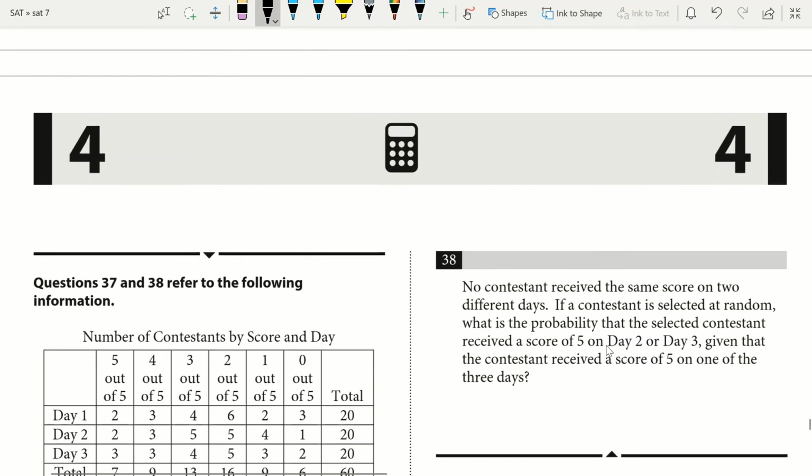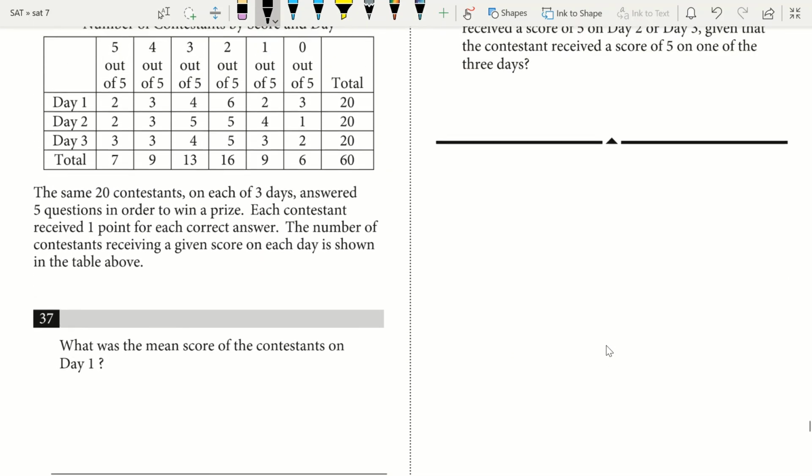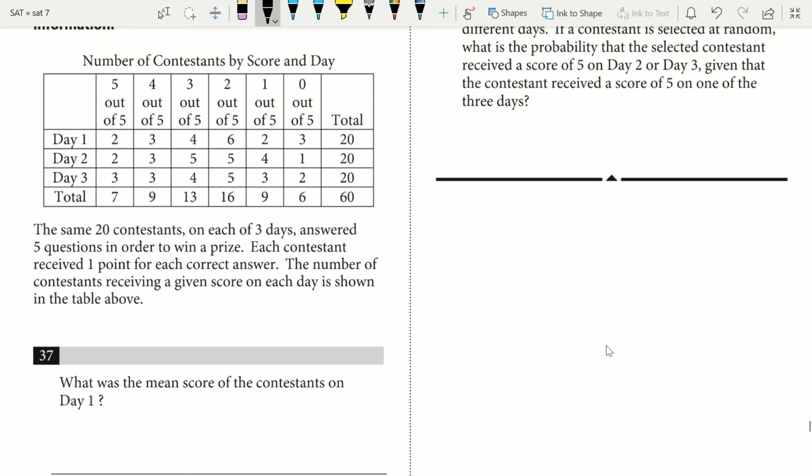All right, question 37 and 38. What was the mean score of the contestants on day 1? The same 20 contestants on each of 3 days answered 5 questions in order to win a prize. Each contestant received 1 point for each correct answer. The number of contestants receiving a given score on each day is shown in the table above. What's the mean score of the contestants on day 1? All right, I'm not concerned with day 2 or day 3, just day 1.